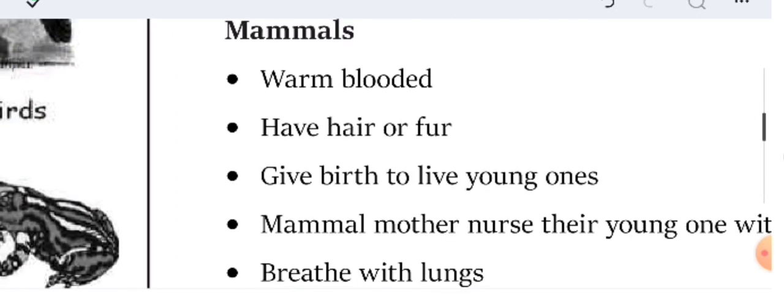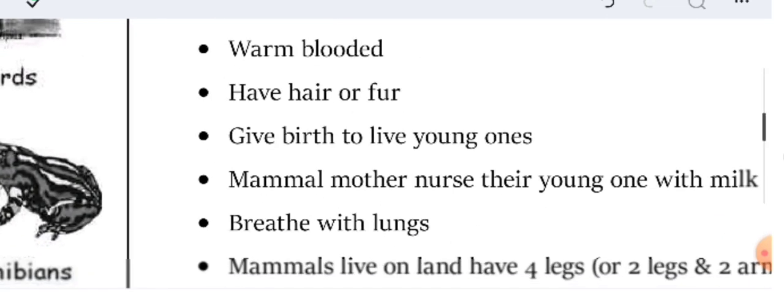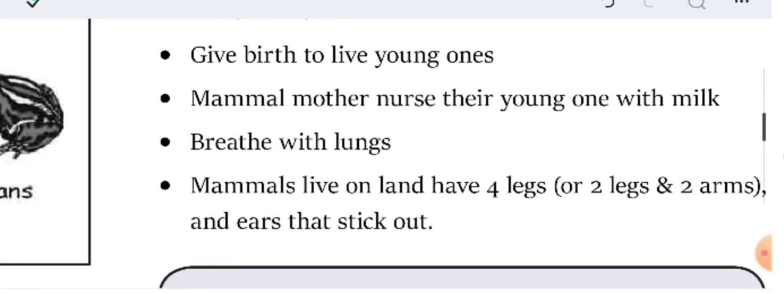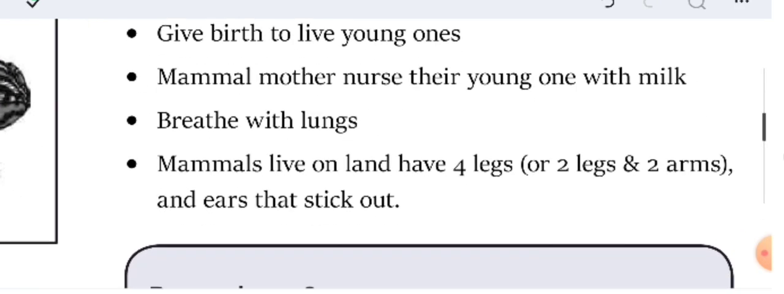Next is mammals. Mammals are also warm blooded, have hair or fur, खुद को इमेजिन कर लो. Give birth to live young ones. Mammal mother nurse their young one with milk, breathe with lungs. Mammals live on land, have 4 legs, but तुम्हारे पास तो 2 leg है, or 2 legs or 2 arms and ears that stick out.